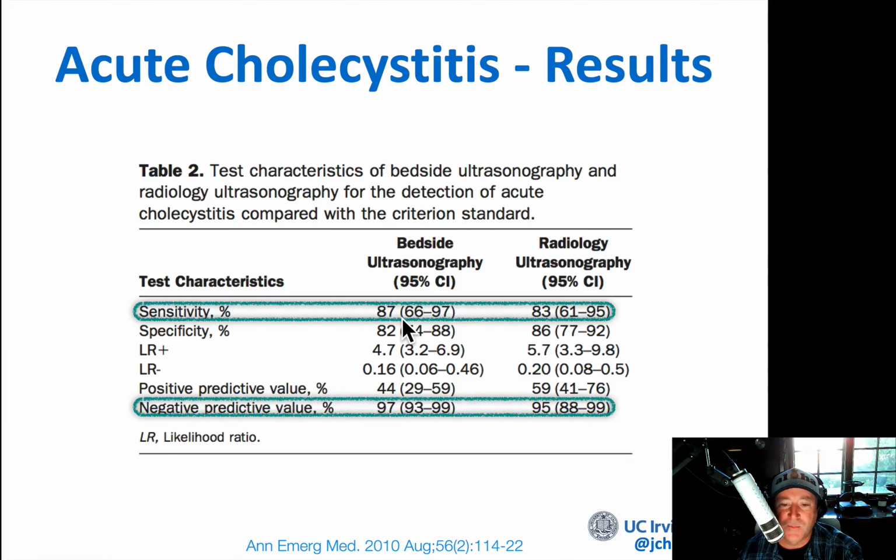Our sensitivity to pick up cholecystitis, that was the point of the study, we were 87% sensitive, and radiology was 83% sensitive. All the patients went for radiology ultrasound. And then on the specificity, I should say the negative predictive value, we were pretty good, 97% negative predictive value. Specificity, though, radiology beat us a little bit. I mean, we're basically the same. We're a little better on sensitivity, they're a little bit better on specificity, and overall, it's not a perfect test, but it's a pretty good test, whether it's in the hands of the person at the bedside or a formal ultrasound from radiology.